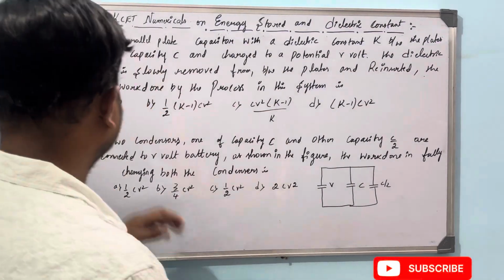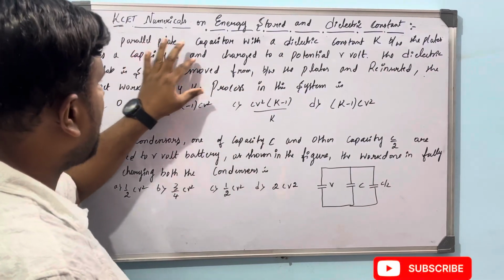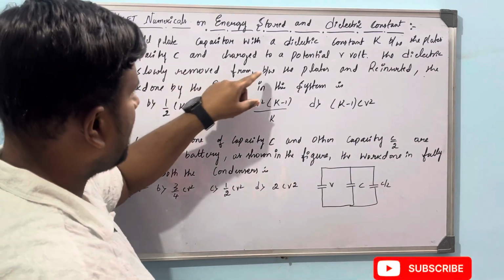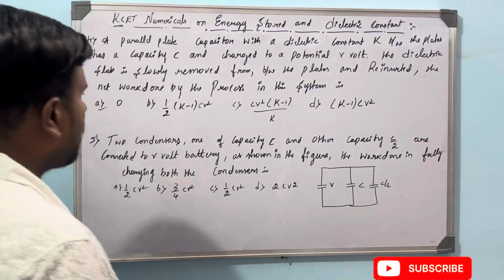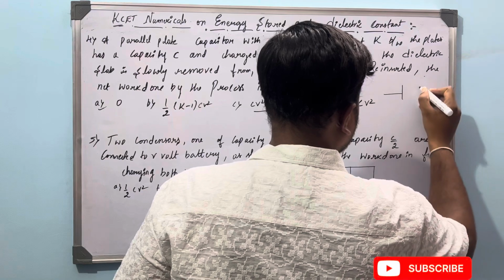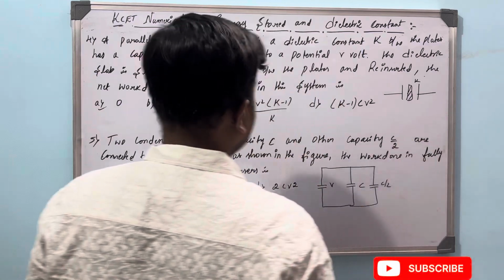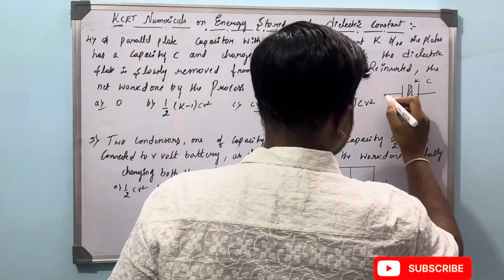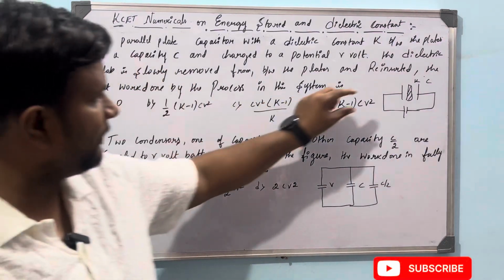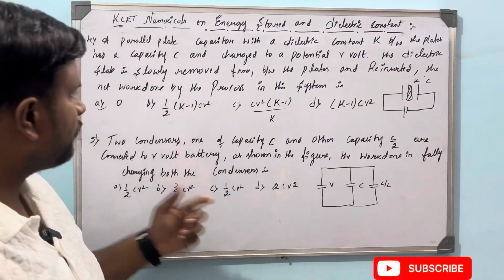So see now, next numerical: a parallel plate capacitor with a dielectric constant K between the plates has a capacity C and is charged to a potential V volt. The dielectric slab is slowly removed from between the plates and reinserted. The net work done by the process in the system is. Here they have given the parallel plate capacitor with a dielectric constant K between the plates, and it has a capacity C and it is charged. After that the dielectric slab is slowly removed from between the plates and again reinserted. What is the net work done by the process?